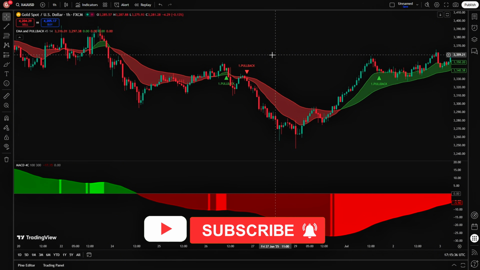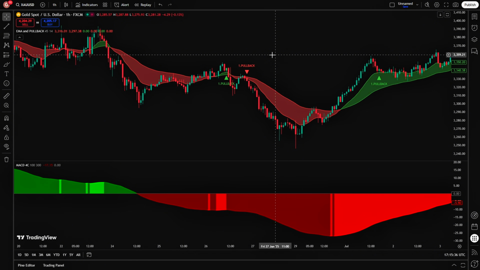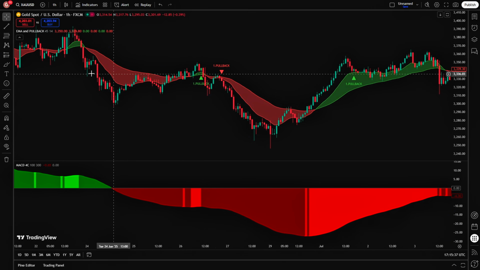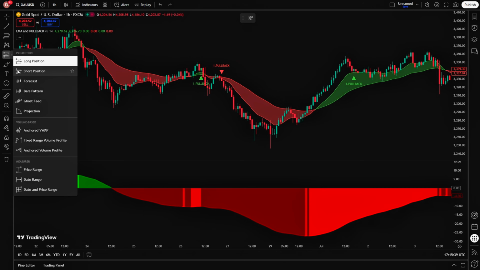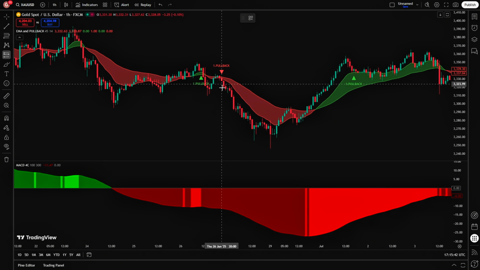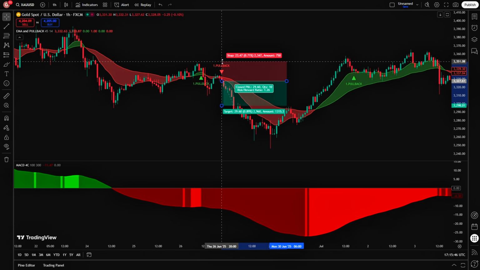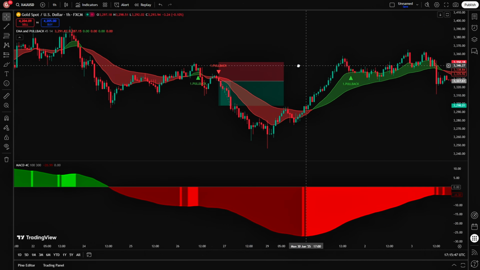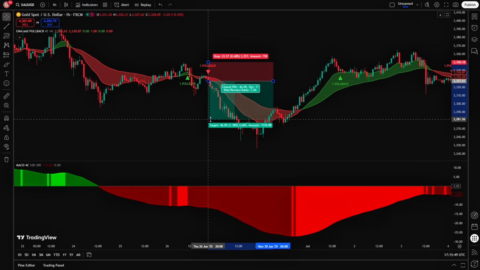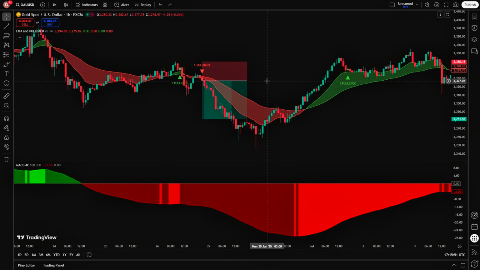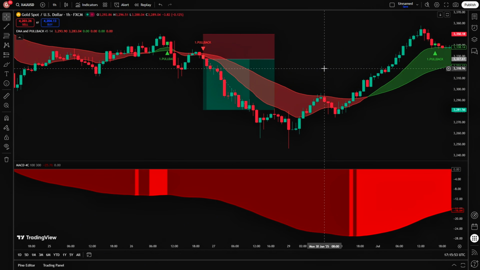Sell setup conditions. To identify a valid sell trade, apply the same logic in reverse. EMA and Pullback indicator. Price breaks below the EMA ribbon. A bearish pullback signal appears after price retests the ribbon. MACD4C indicator. The MACD area turns red, confirming bearish momentum. Price action confirmation. A bearish candle closes after the signal.